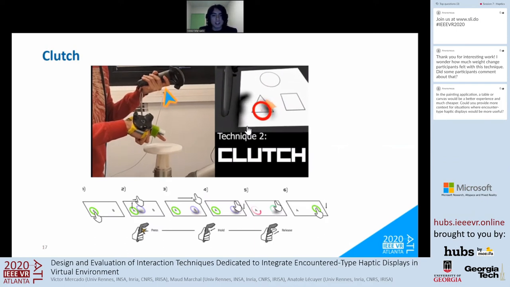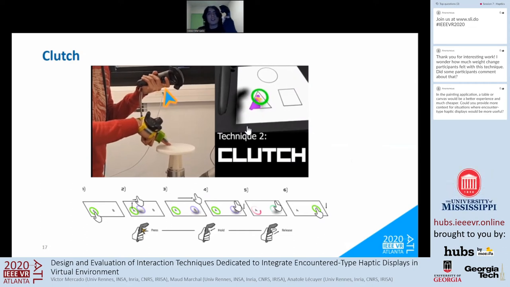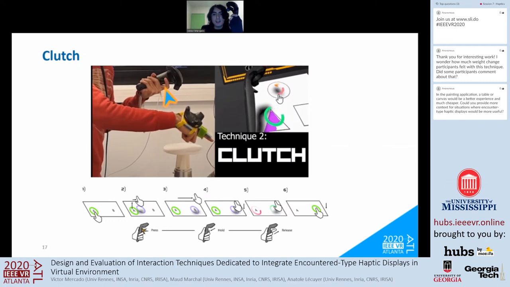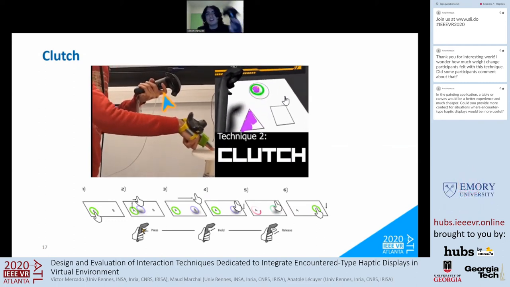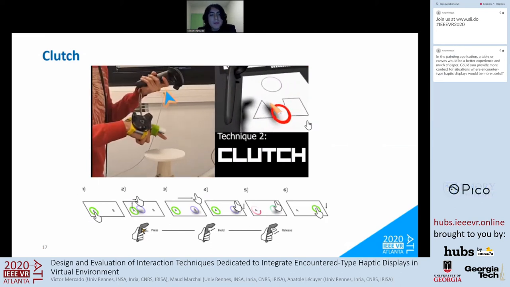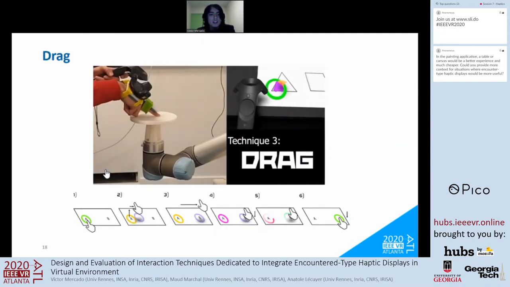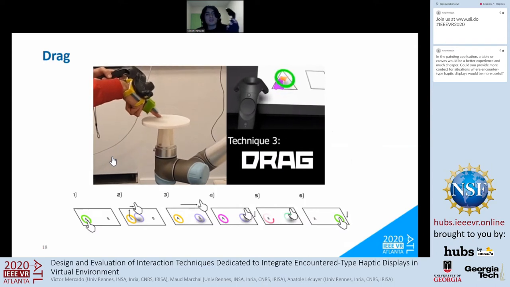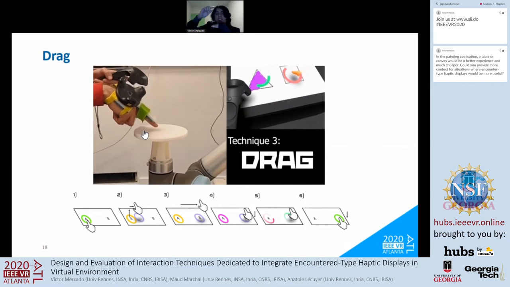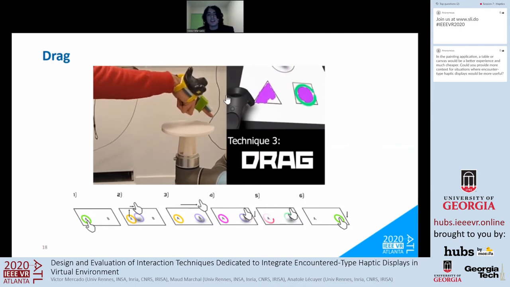We also have the clutch technique, which is pretty interesting because users need to use the clutch, the trigger of the bike controller, so they can hold it and select a new contact area by just releasing their finger, as you can see here. They select the contact area by releasing the trigger of the controller. And that's how they can explore the space. The drag technique is actually quite similar to the clutch one, but it does not need the controller at all. It's only a matter of the height of the finger that helps the users select the contact area, as you can see in the video.